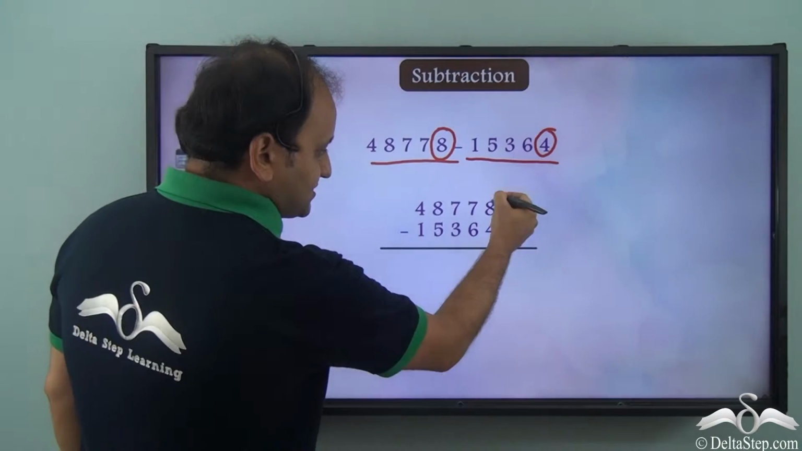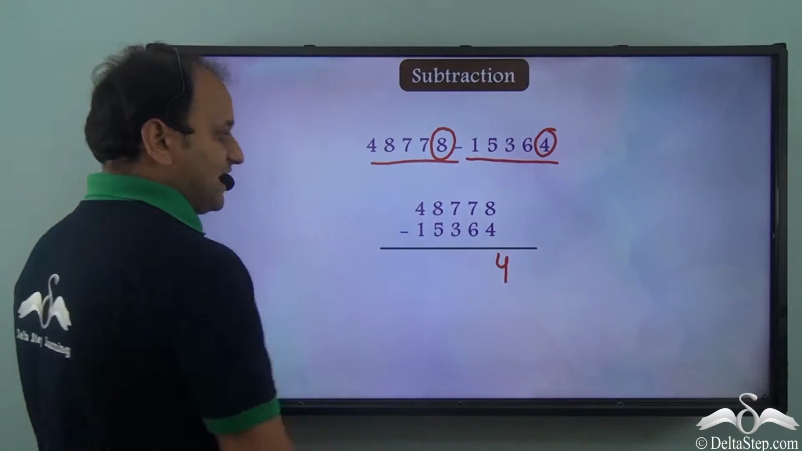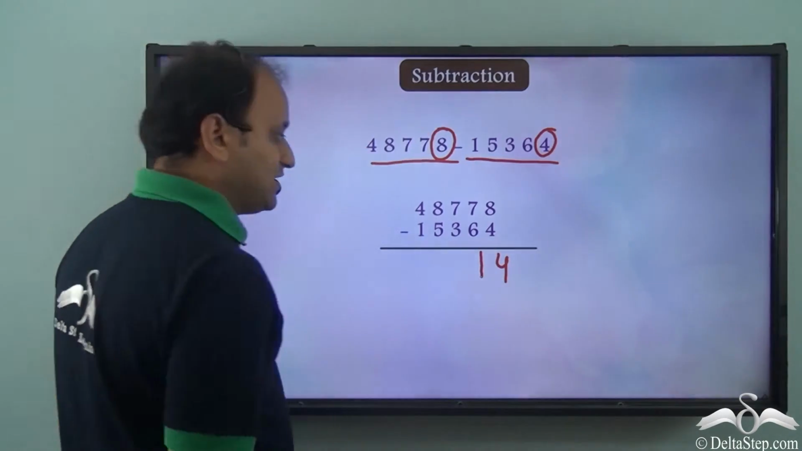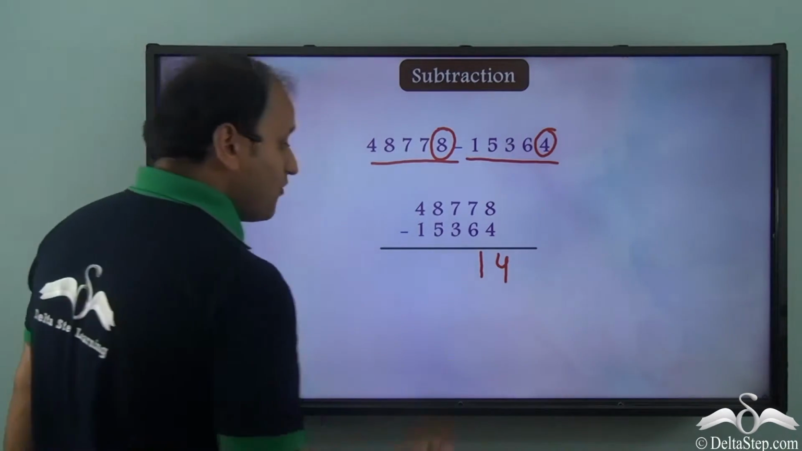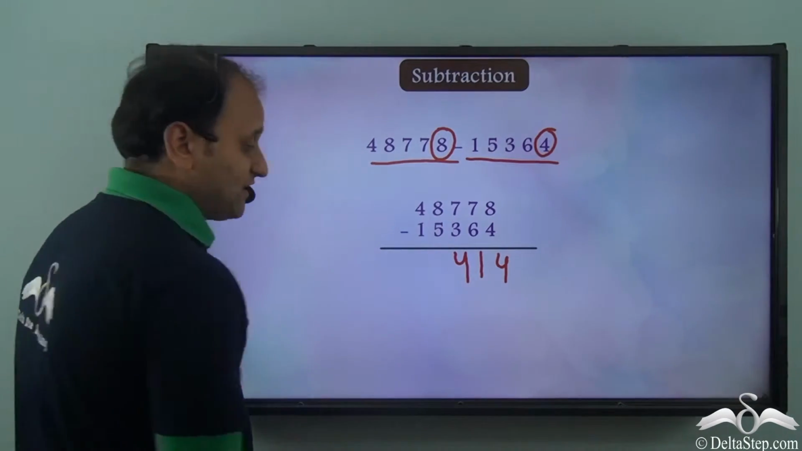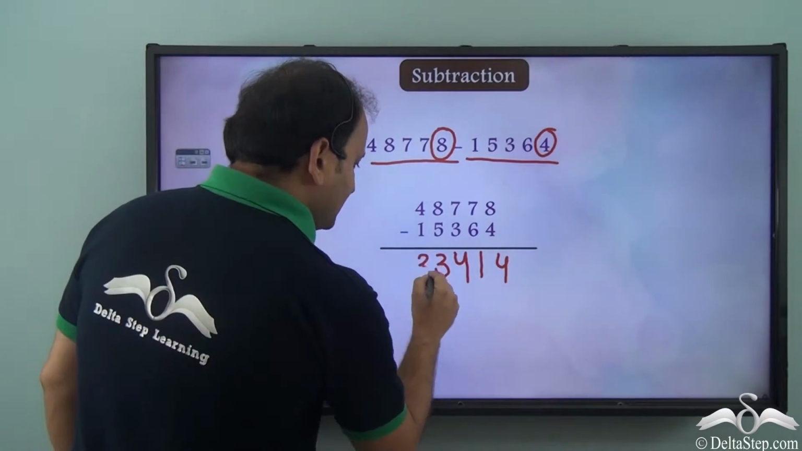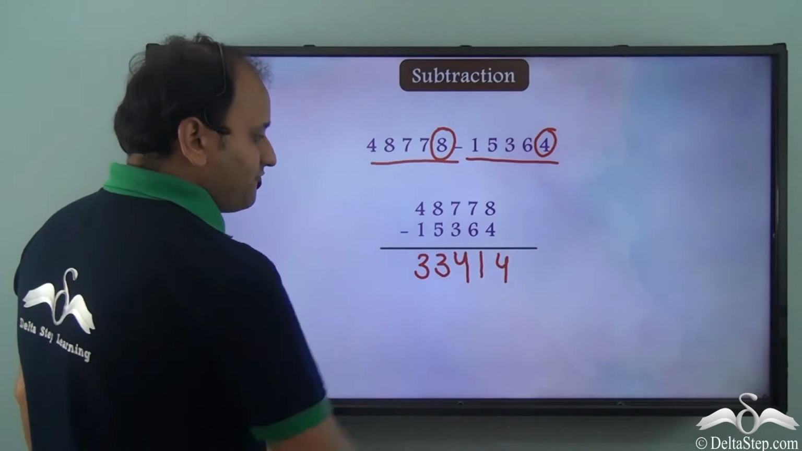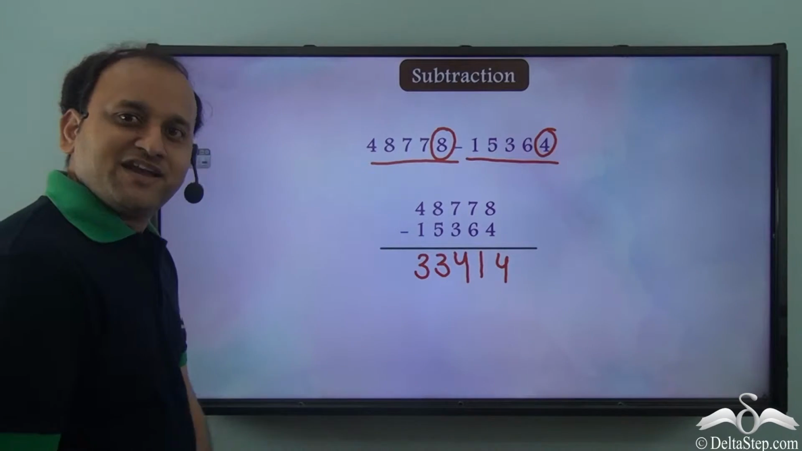So we have 8 and 4. So 8 minus 4 will be 4. Next we have 7 minus 6. 7 minus 6 is 1, right? So we write 1. Next we have 7 minus 3. 7 minus 3 is 4. Now we have 8 minus 5. 8 minus 5 is 3 and 4 minus 1 is also 3. So what is the final answer? 33414. So this is how we will perform subtraction of two 5-digit numbers.